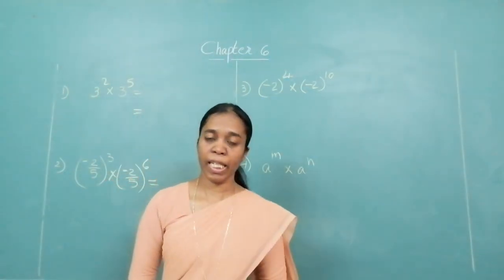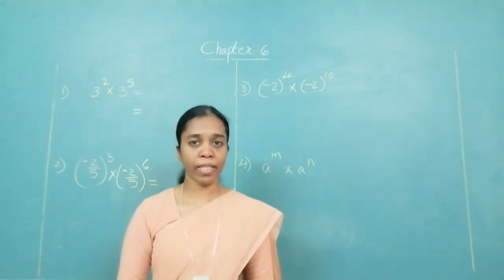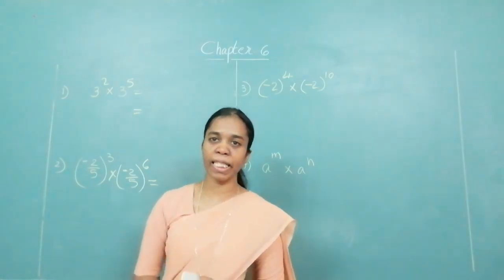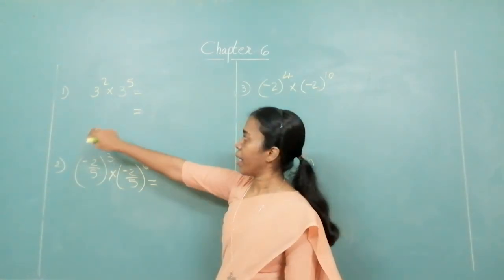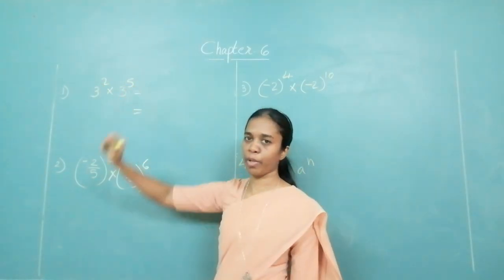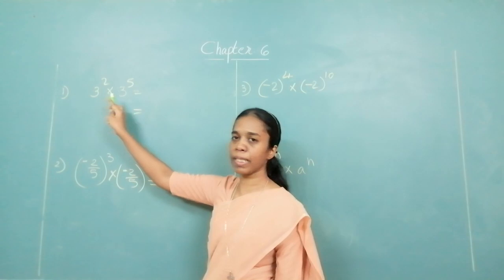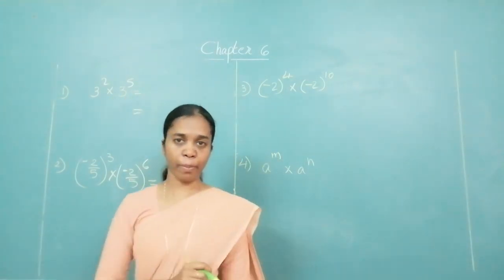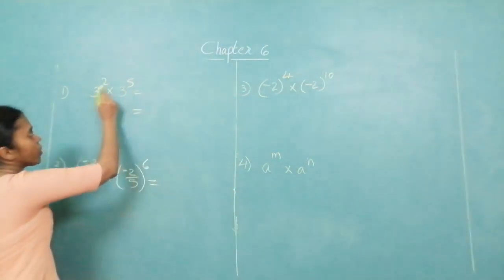Today we shall see the multiplication of indices if the base is same. I have the first one, 3 squared and 3 raised to 5 multiply. You can see base is same. So how do I multiply it?